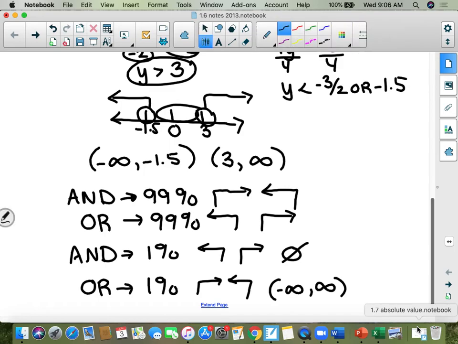Ands usually come together. Ors usually go away from each other. But there's that 1% problem that they might do on the ACT that they might try to trick you. So try to be careful.